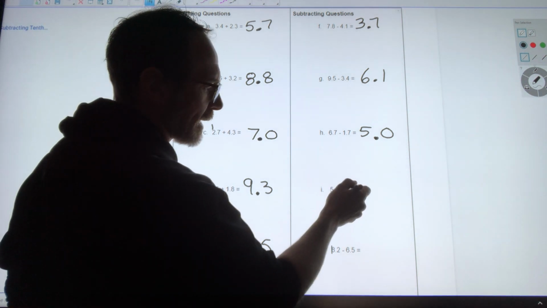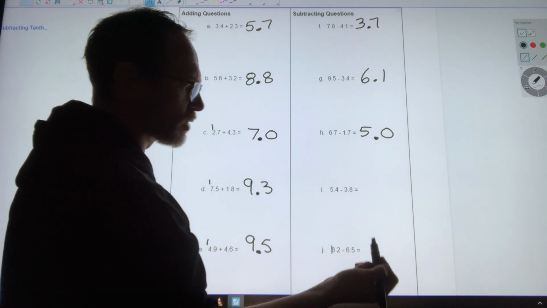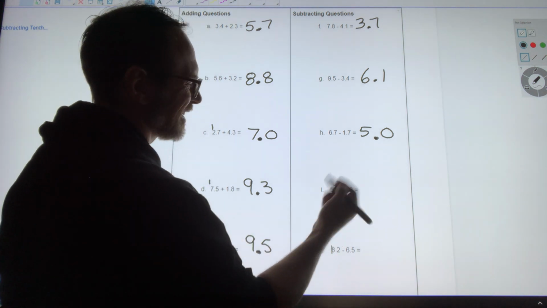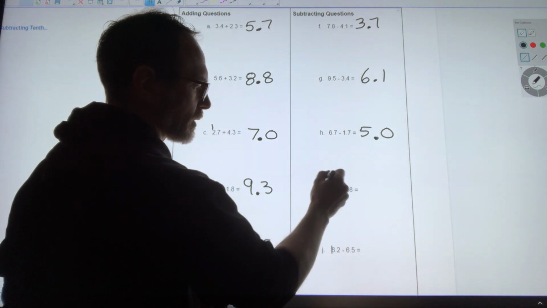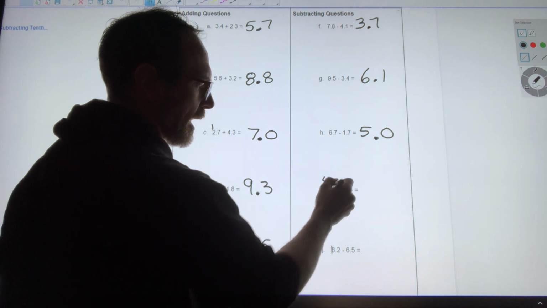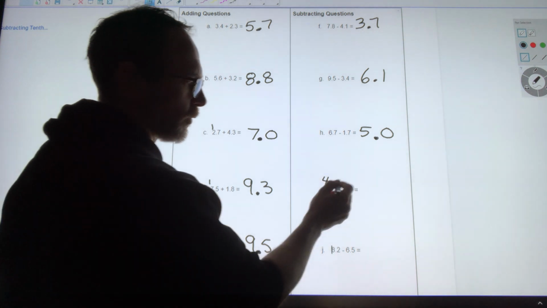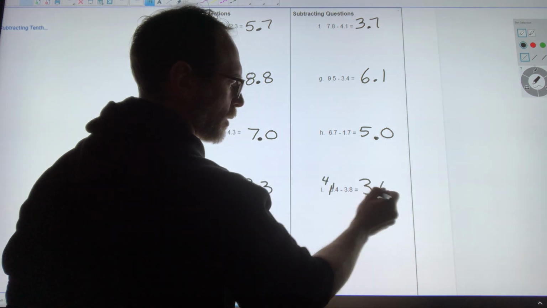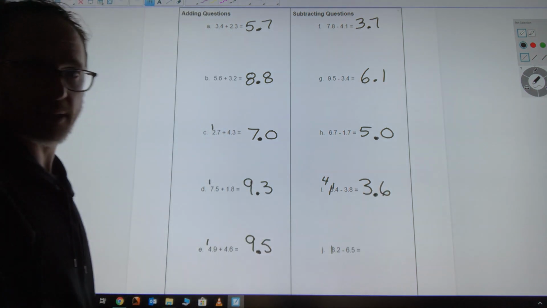For 5.4 minus 3.8, I'm going to use the borrowing strategy, because 4 tenths minus 8 tenths, I'm going to have to borrow. This one's going to become a 4, and I'm going to make that 14. So 14 minus 8 is 6. 4 minus 3 is 3. So my answer is 3.6.